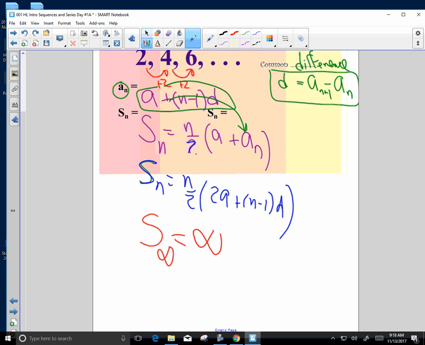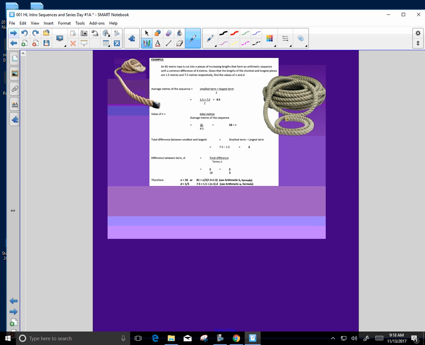Infinity. It doesn't converge. It just goes to infinity. 1 plus 1 plus 1 goes to infinity. 1 plus 2 plus 3 plus 4 goes to infinity. Even 1, 0, negative 1, negative 2, that'll go to negative infinity. Not helpful for arithmetic. But, and here's a nice problem I'll have you look at.